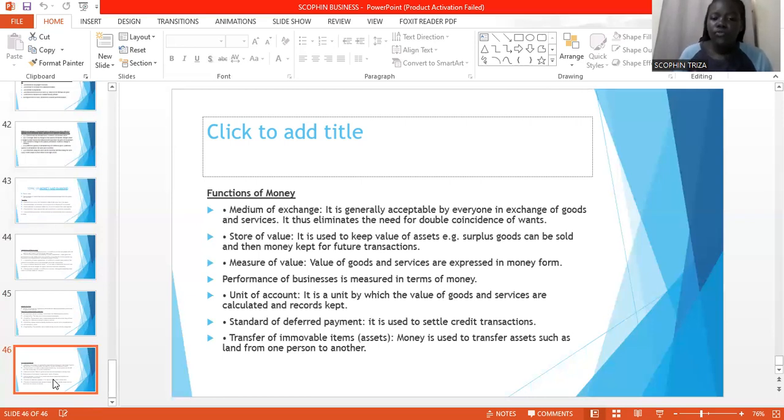And then we also have measure of value. Money is used to measure value. Money can also be used as a unit of account. That is, it is a unit by which the value of goods and services is calculated and recorded, and records are kept. We also have standard of deferred payment. It is used to settle credit transactions. We also have the transfer of movable items or assets. Money is used to transfer assets such as land from one person to another.